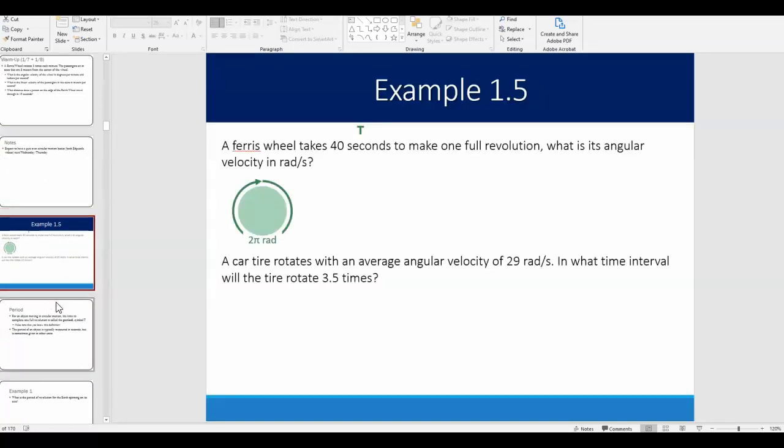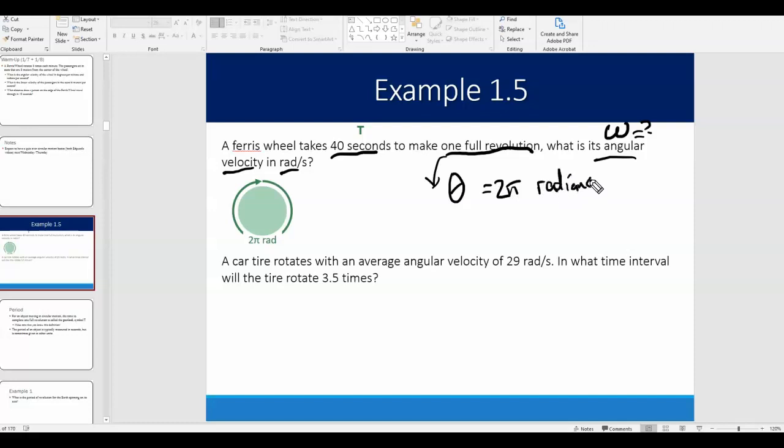Okay, so I am going to do one more quick example, and then we will move on. The notes, Example 1.5, says a Ferris wheel takes 40 seconds to make one full revolution, and we're asked what is the angular velocity, so what is omega, in radians per second. Okay, so to answer this question, look at what you're given. You're given time, and you're given one full revolution. And so you've got to think one full revolution is basically an angular displacement of 2 pi radians.